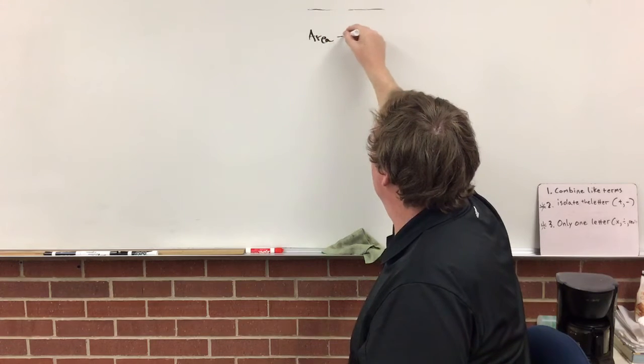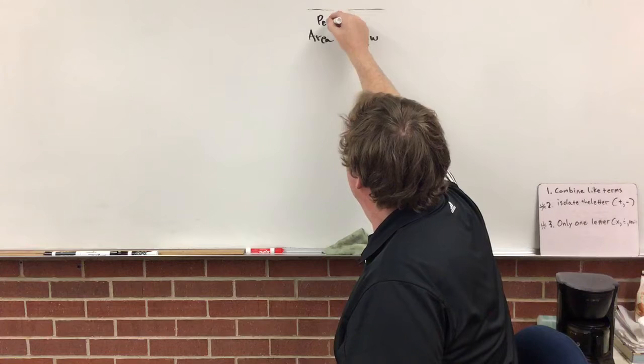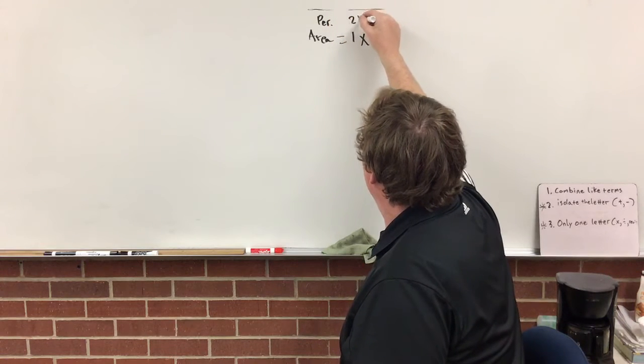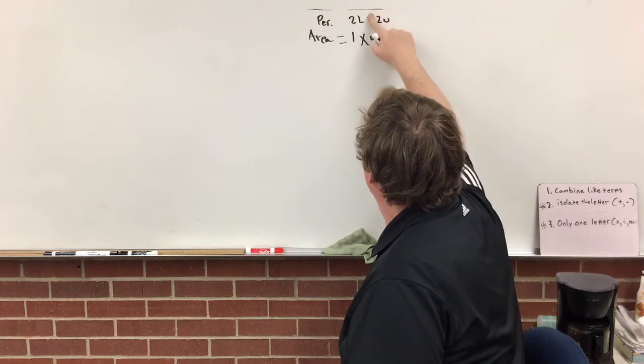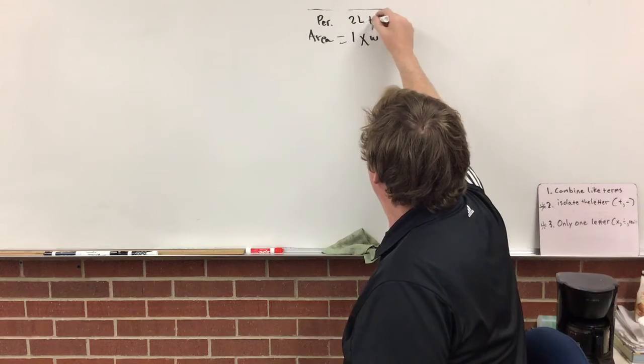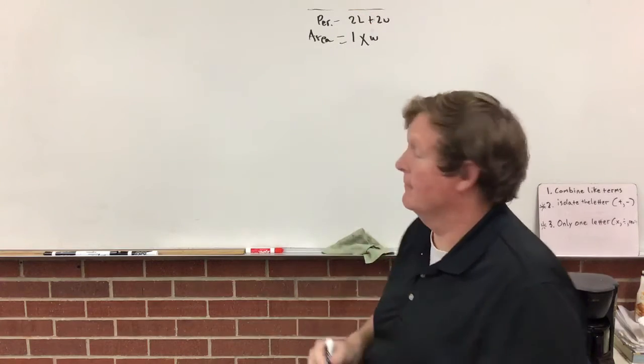Okay, there's your area formula, length times width. Perimeter is 2 times the length plus 2 times the width. 2L plus 2W. That's how you do perimeter.